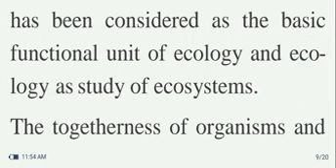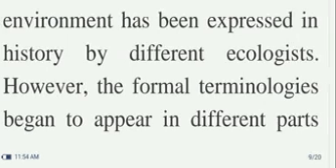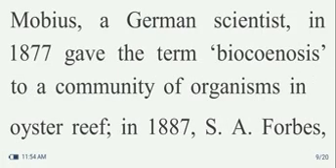The ecosystem has been considered as the basic fundamental unit of ecology, and ecology as the study of ecosystems. The togetherness of organisms and environment has been expressed in history by different ecologists. However, the formal terminologies began to appear in different parts of the world in the late 1800s. Carl Moebius, a German scientist, in 1877 gave the term biocenosis to a community of organisms in an oyster reef.